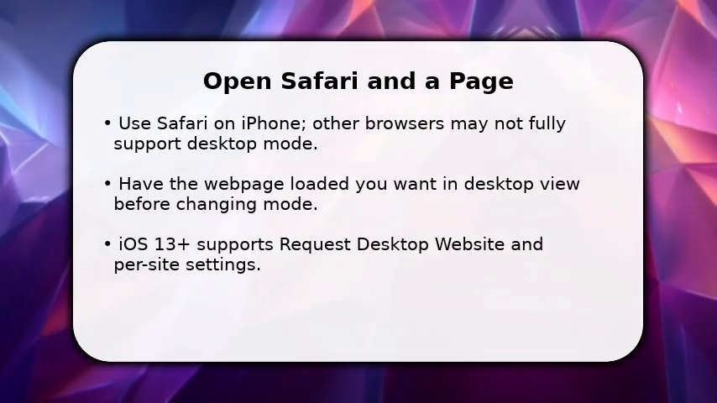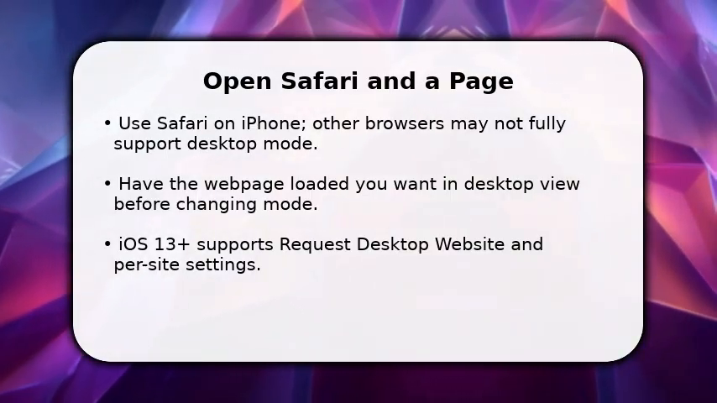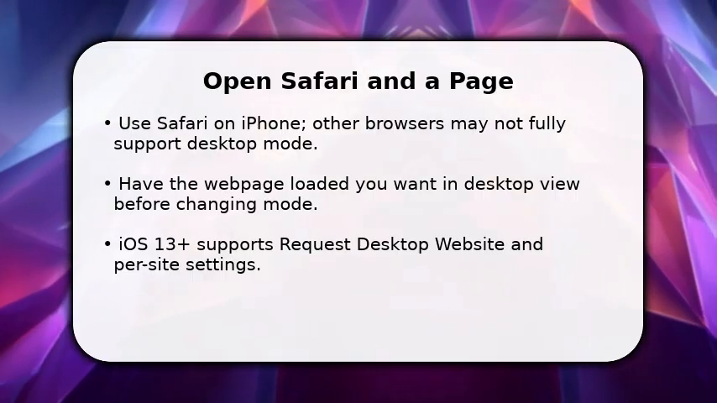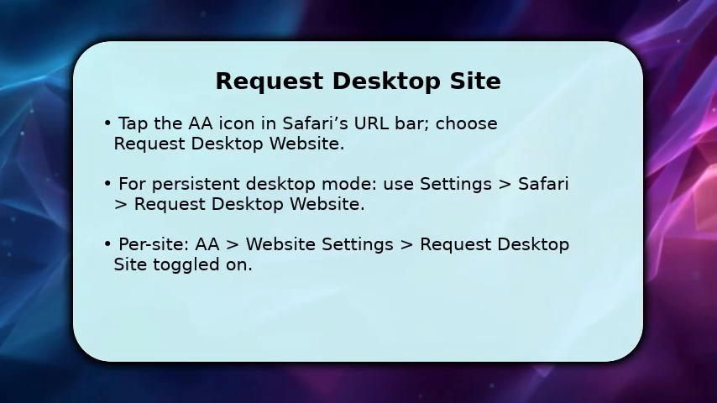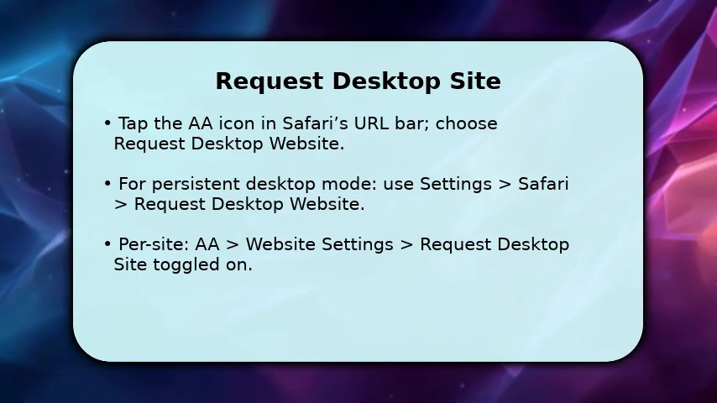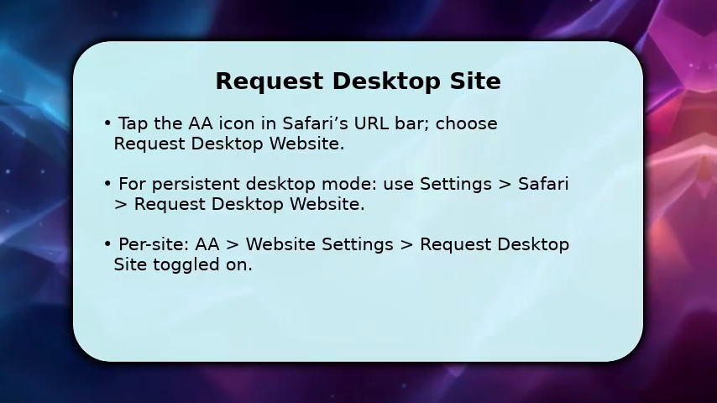If not, open it. You need the page open so Safari knows which site to request as desktop, so do that now and then follow the on-screen controls I'll describe next. Once done opening the page, tap AA and choose Request Desktop Website. Safari reloads the page as the desktop version.